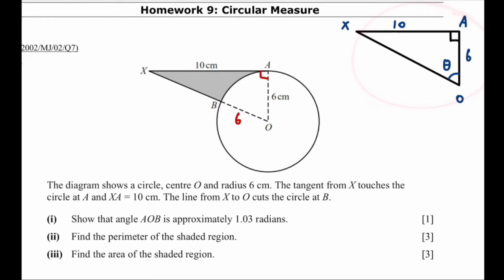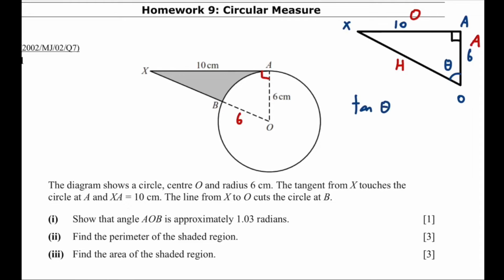Right angle triangle, you can utilize SOHCAHTOA, trigonometric ratio. So this is your opposite side, this is the adjacent side, this is the hypotenuse. We are using O and A. Tan theta equals to O over A. Hence, theta will be tan inverse 10 over 6. So the answer will be 1.03 radian.